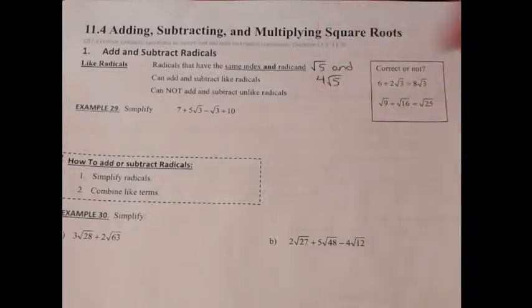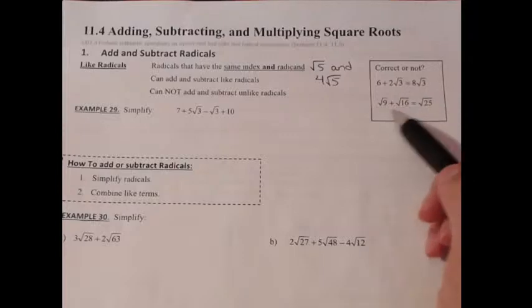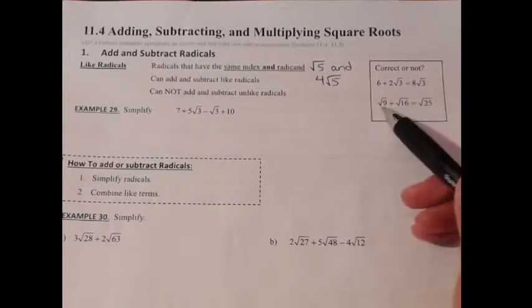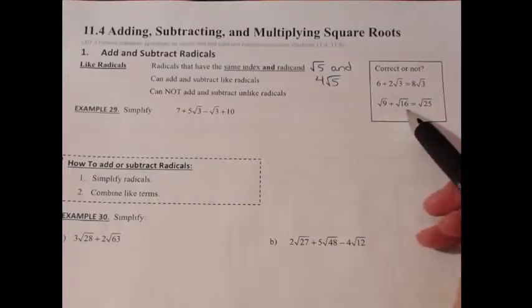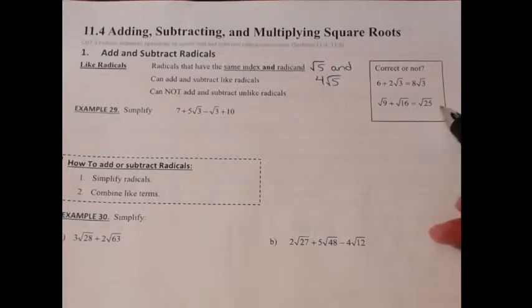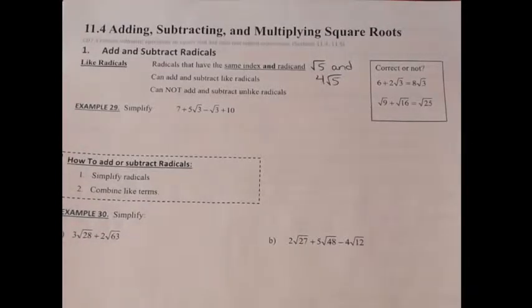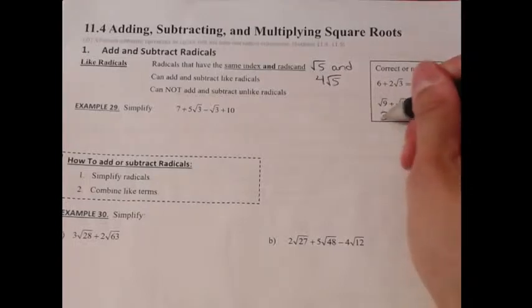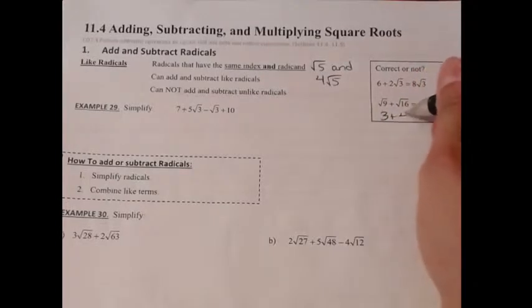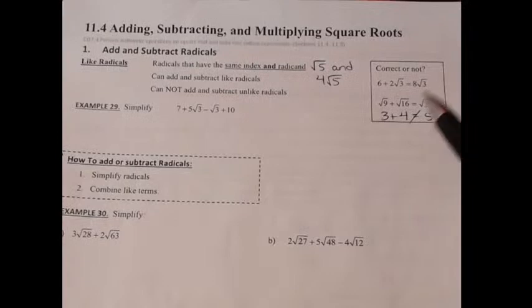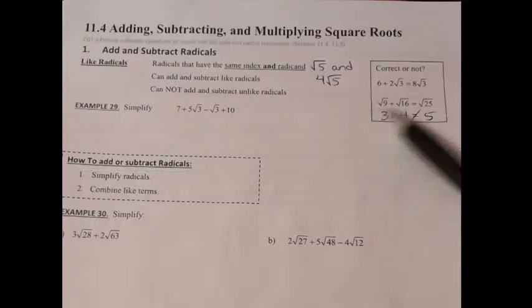So for instance, let's look at this side box. If I had square root of 9 plus square root of 16, is that the same as square root of 25? Well, let's check this out. We know that square root of 9 is 3. We know that square root of 16 is 4. And we know that square root of 25 is 5. Oh, it's not the same. So we're not able to just add radicals like this. This doesn't have a true meaning. This is not mathematically sound.